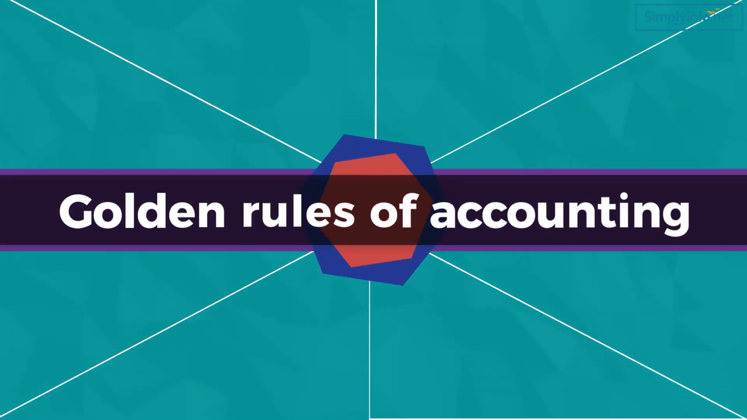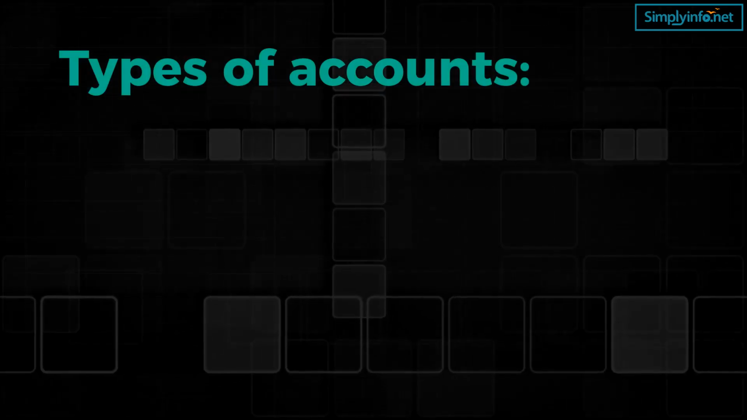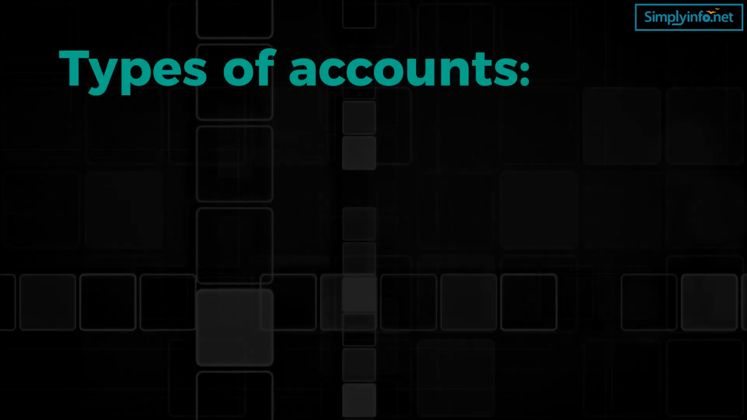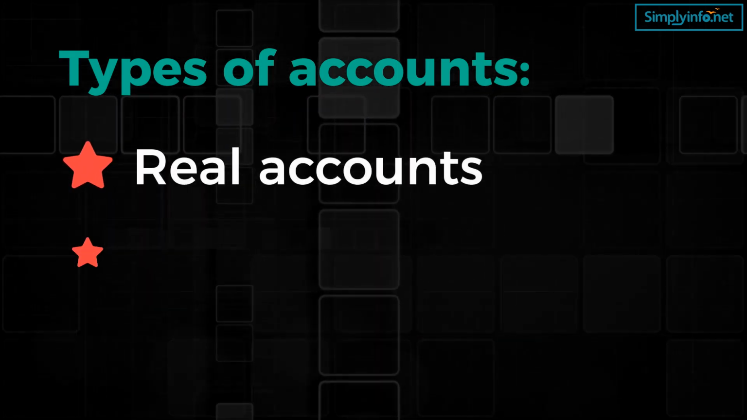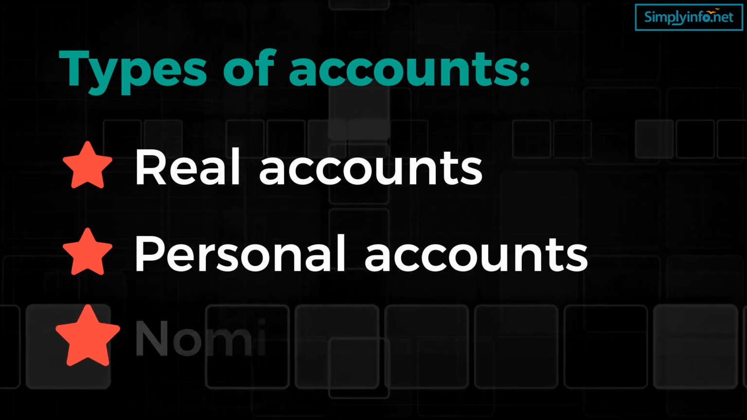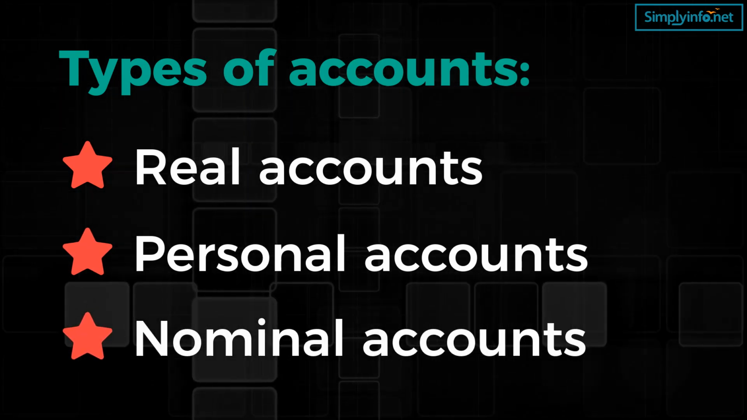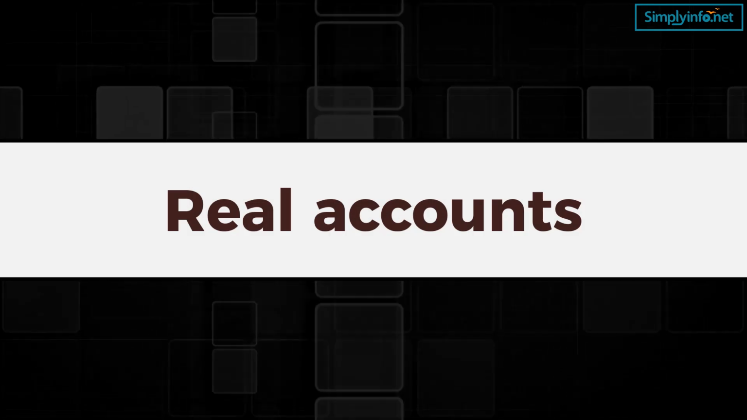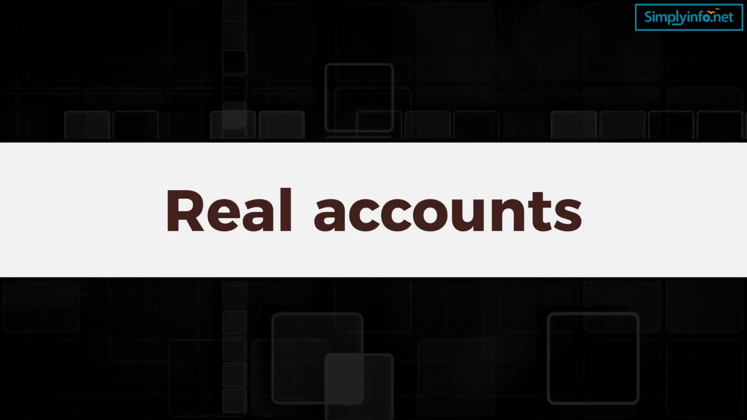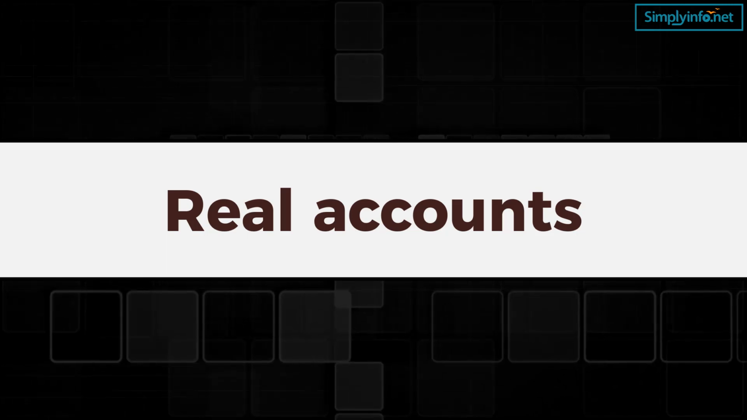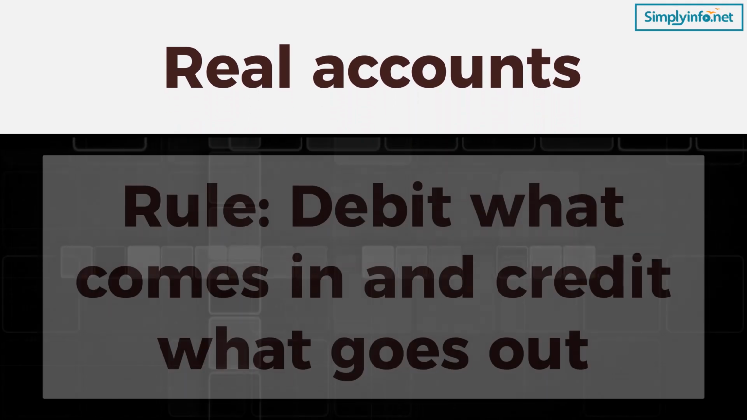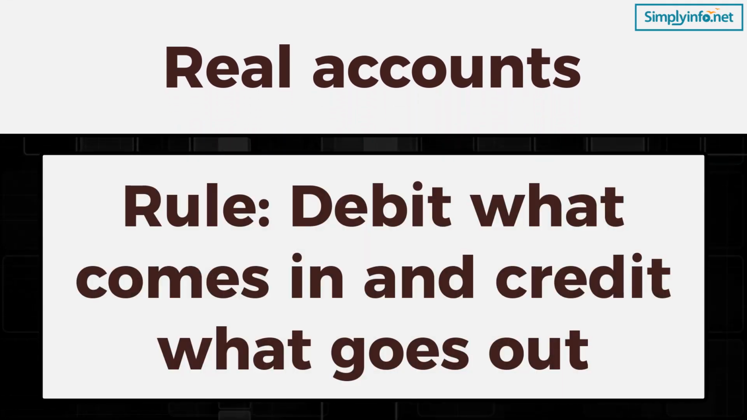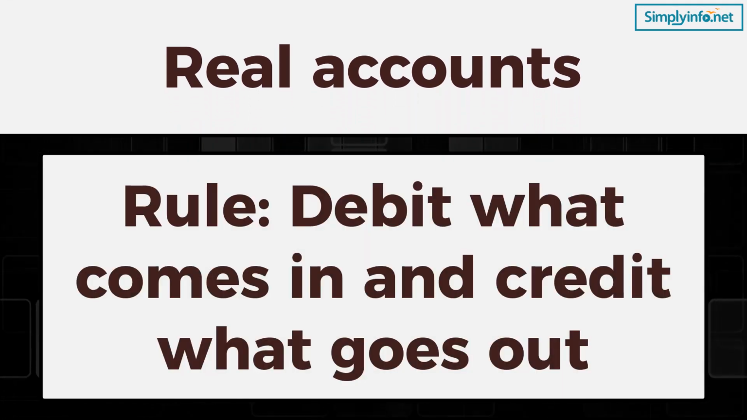Golden rules of accounting. Every account will fall in one of the broad classifications. There are 3 types of accounts. 1. Real accounts. 2. Personal accounts. 3. Nominal accounts. Let's look into them one by one. Number 1. Real accounts. A real account is a general ledger account relating to assets and liabilities other than people accounts. Rule: debit what comes in and credit what goes out.